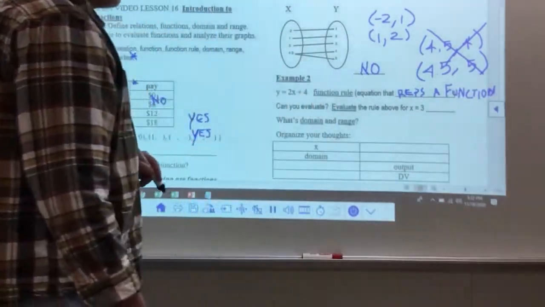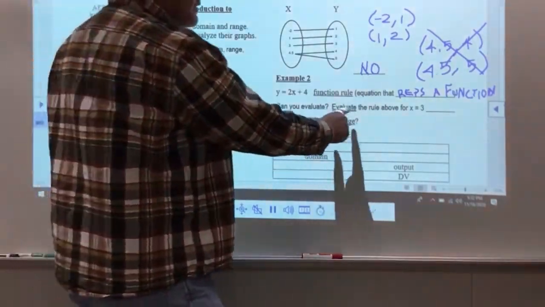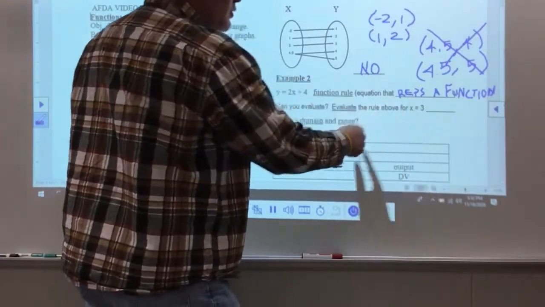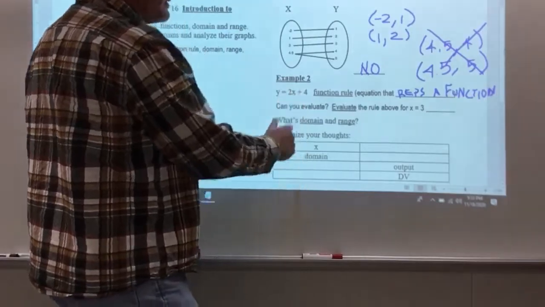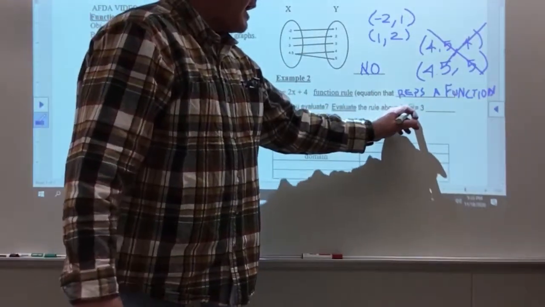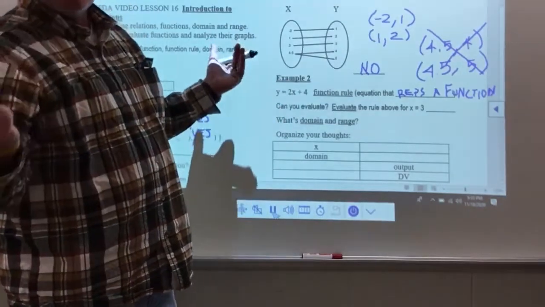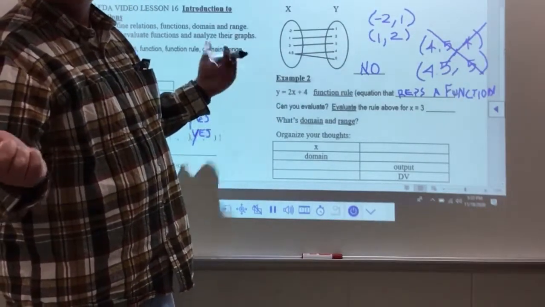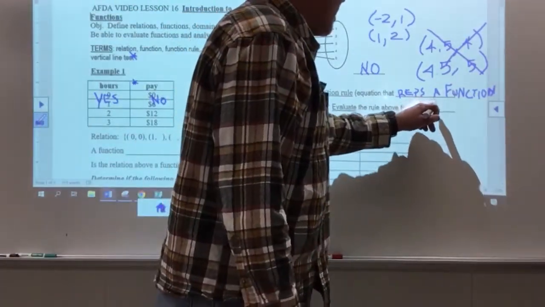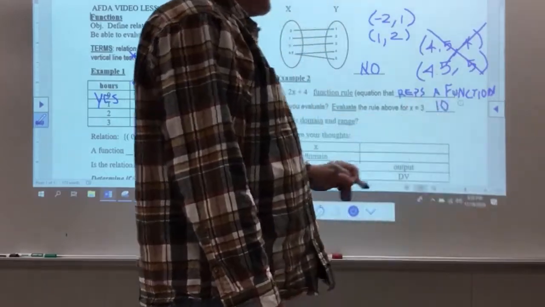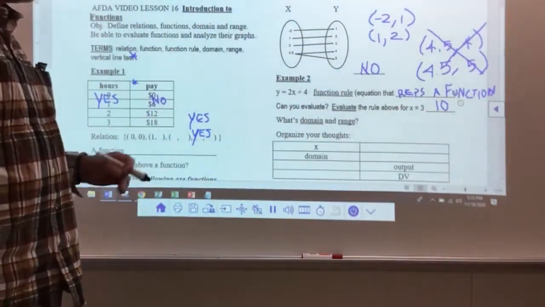Okay? Now, can you evaluate these? Well, of course you can. You've been doing that. So let's evaluate, which means substitute and simplify following order of operations. Again, you probably want to put those in parentheses. So you would take that x equal to 3 and put it right there. So instead of 2 times x, you have 2 times 3, which is 6, plus 4 is 10. So we got a y value equal to 10. So we can evaluate function rules, if you will, or their equations.